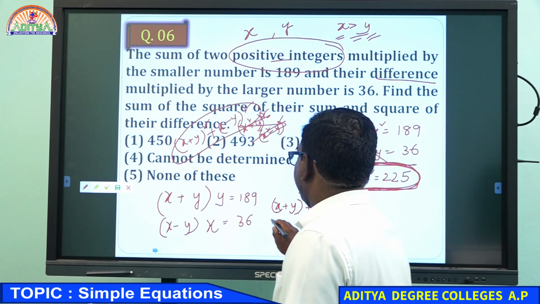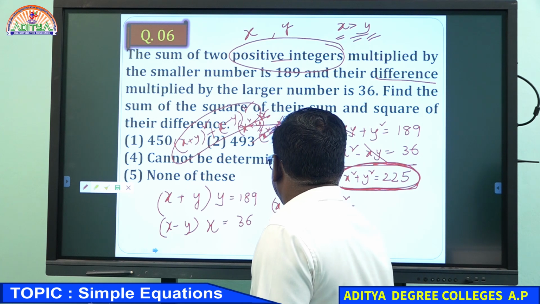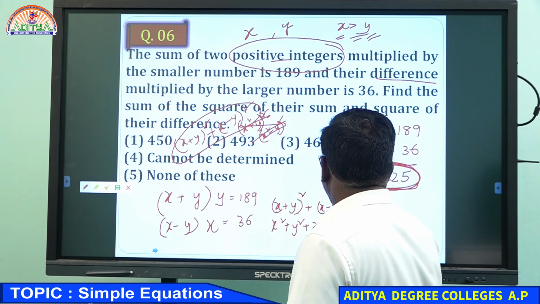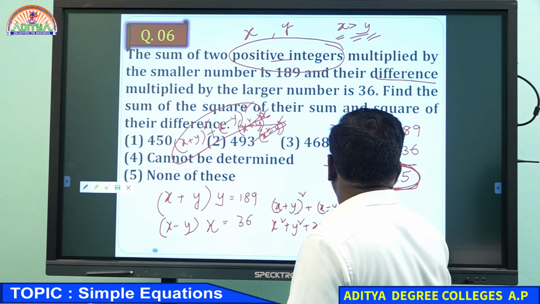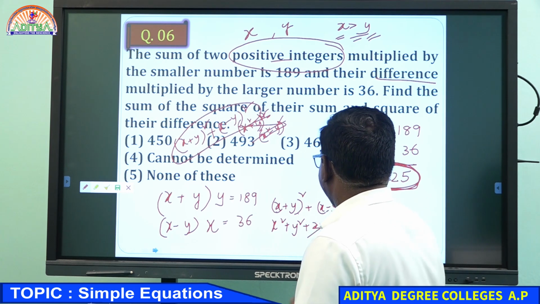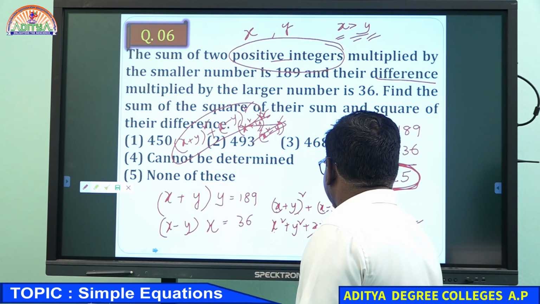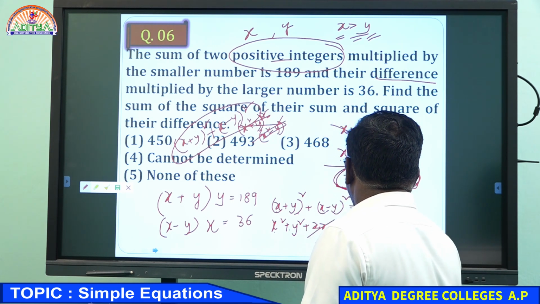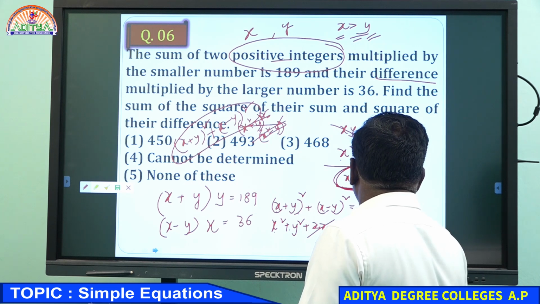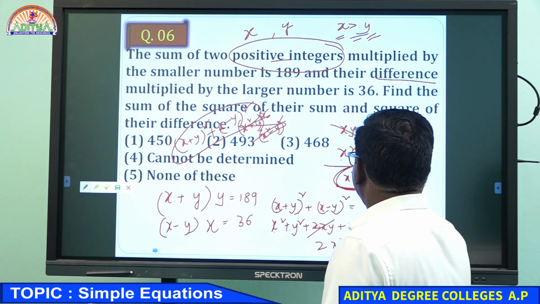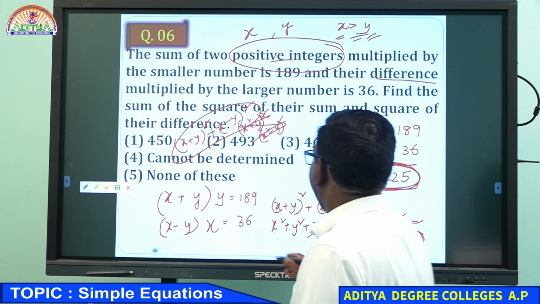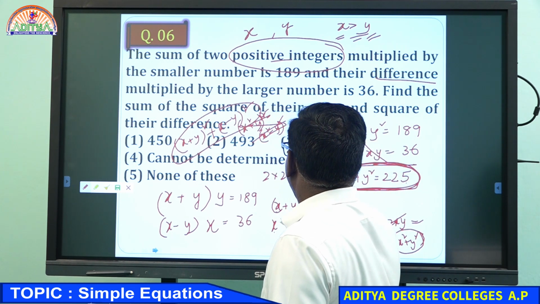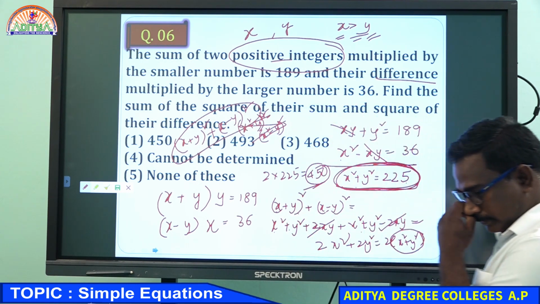(a plus b) whole square is a square plus b square plus 2ab. (a minus b) whole square is a square plus b square minus 2ab. The 2ab terms cancel. So 2 times x square, 2 times y square, means 2 of x square plus y square. We know the value of x square plus y square is 225. So 2 into 225, that is 450. The answer is 450.